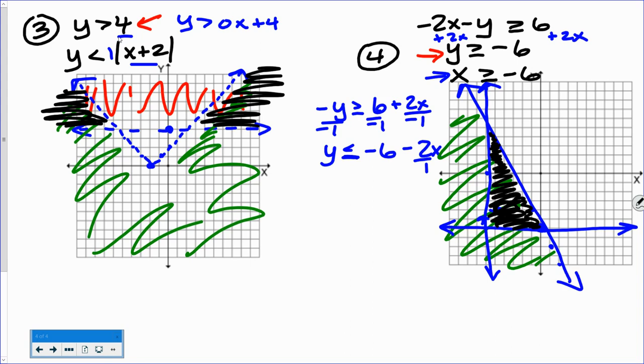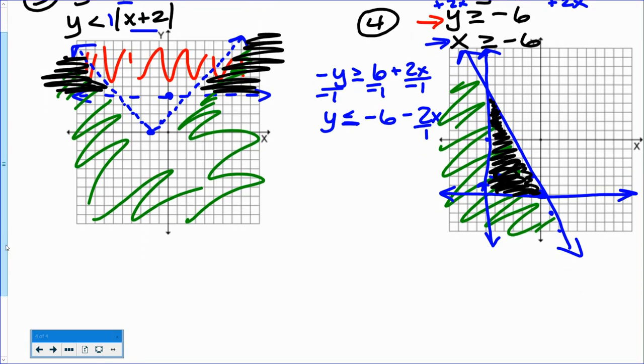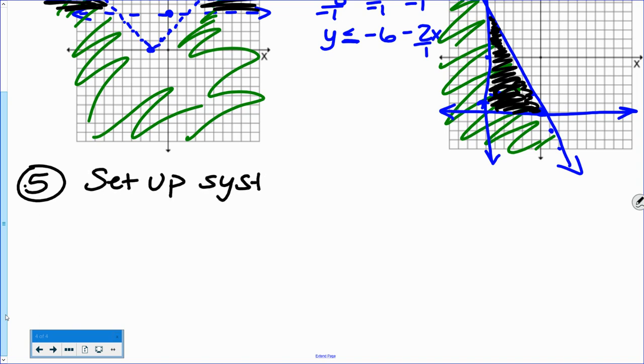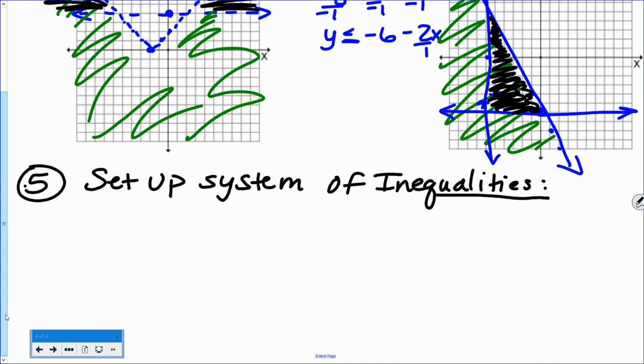All right, one last thing we're going to do is to set up a system of inequalities. So you will be given a word problem where you just set it up. All right, so this is our last example. So we will set up the system of inequalities. And we will practice more with this tomorrow as well, and we'll build on that.